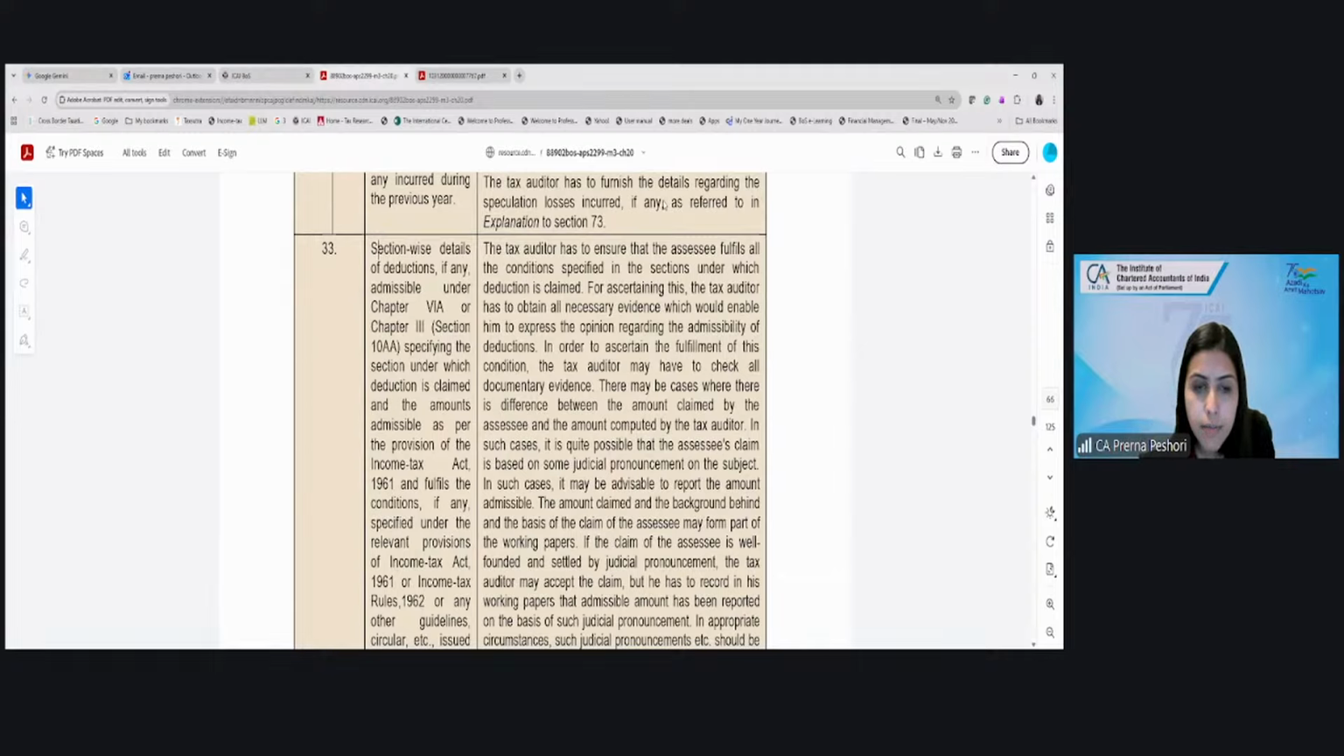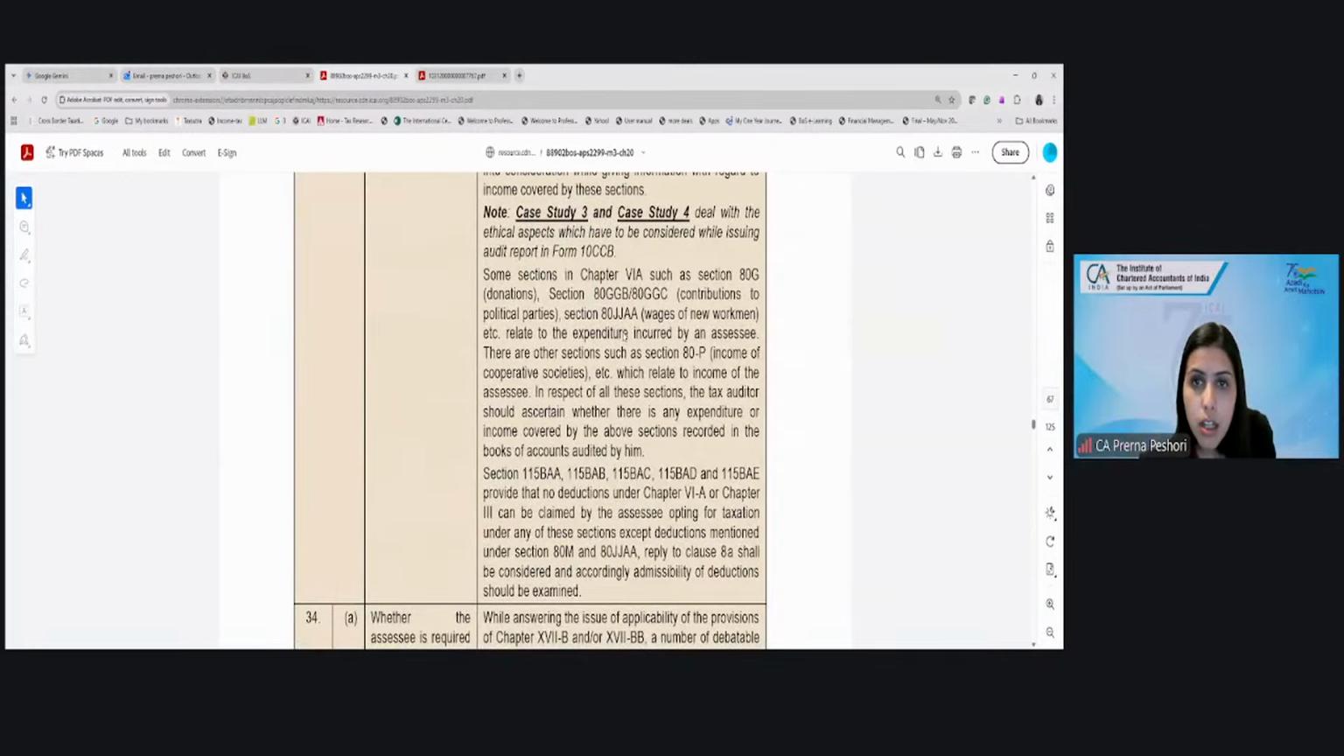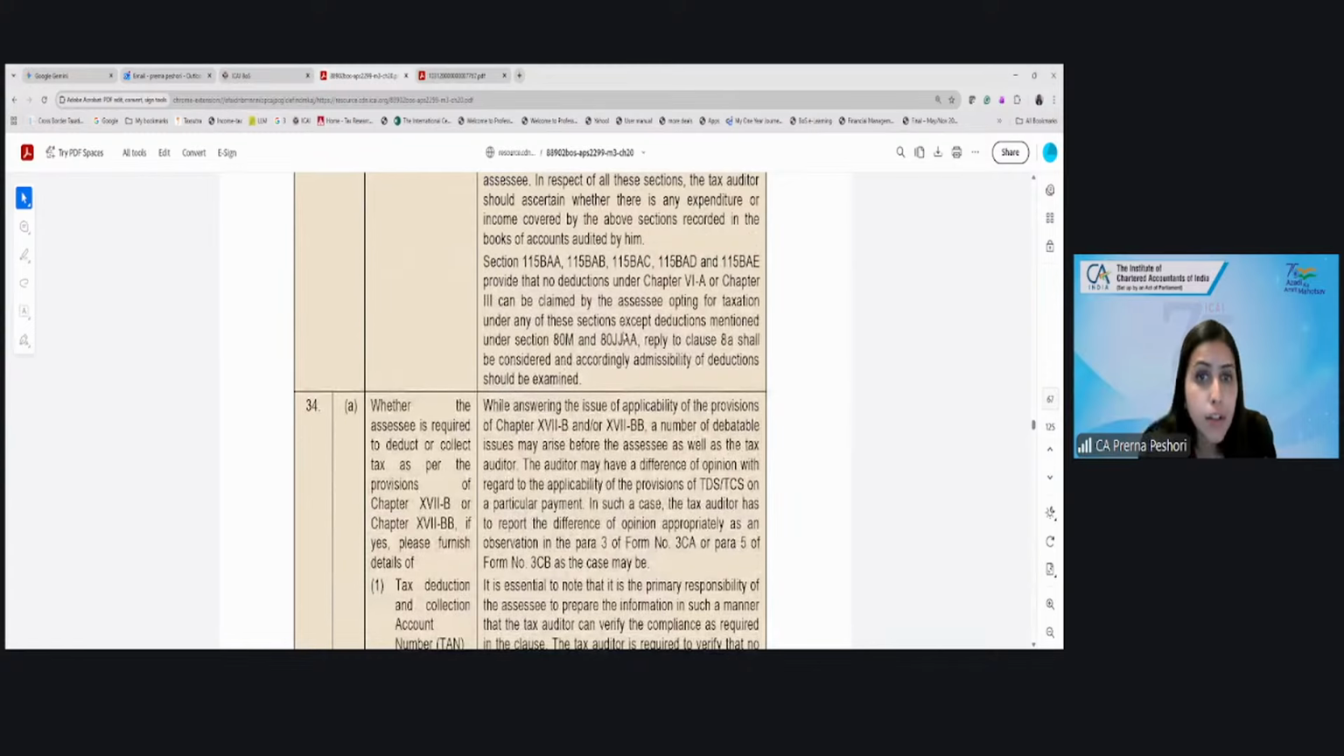Are we clear? Yes or no? And in case the assessee is opting for the concessional tax regime, they should not claim any particular deductions under these sections. Okay? So any Chapter 6A deduction pertaining to 80G, 80GGB, 80JJA, whether the expenses have been really paid, right? So basically all those points need to be checked. Are we clear, yes or no?